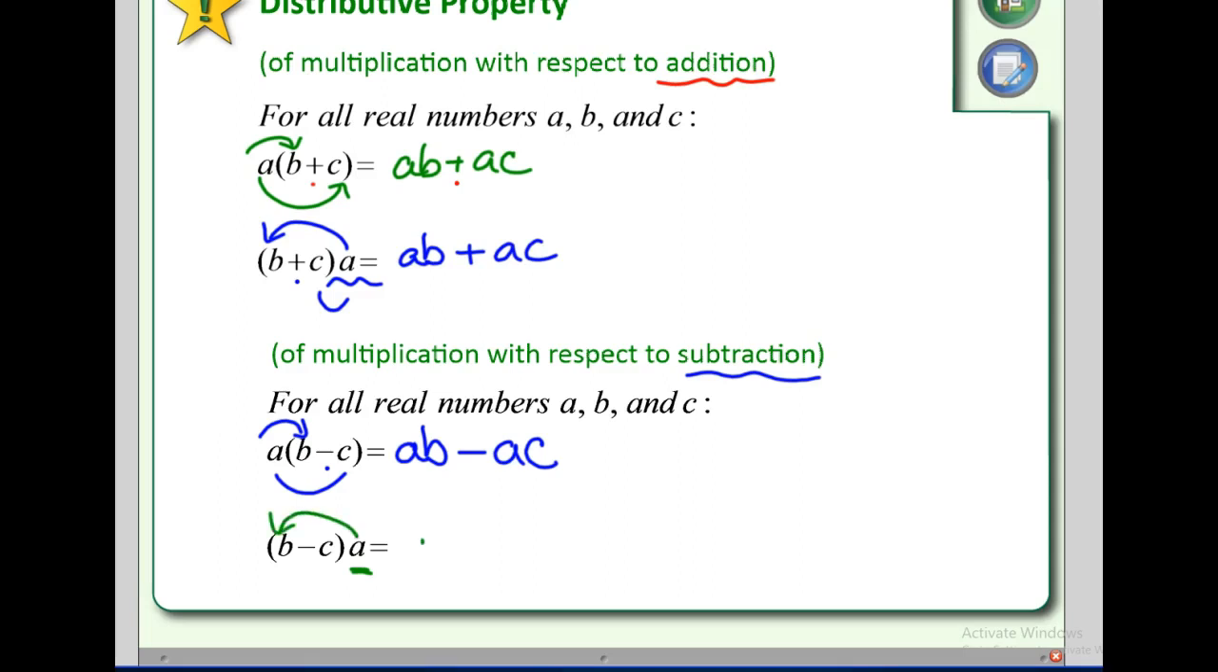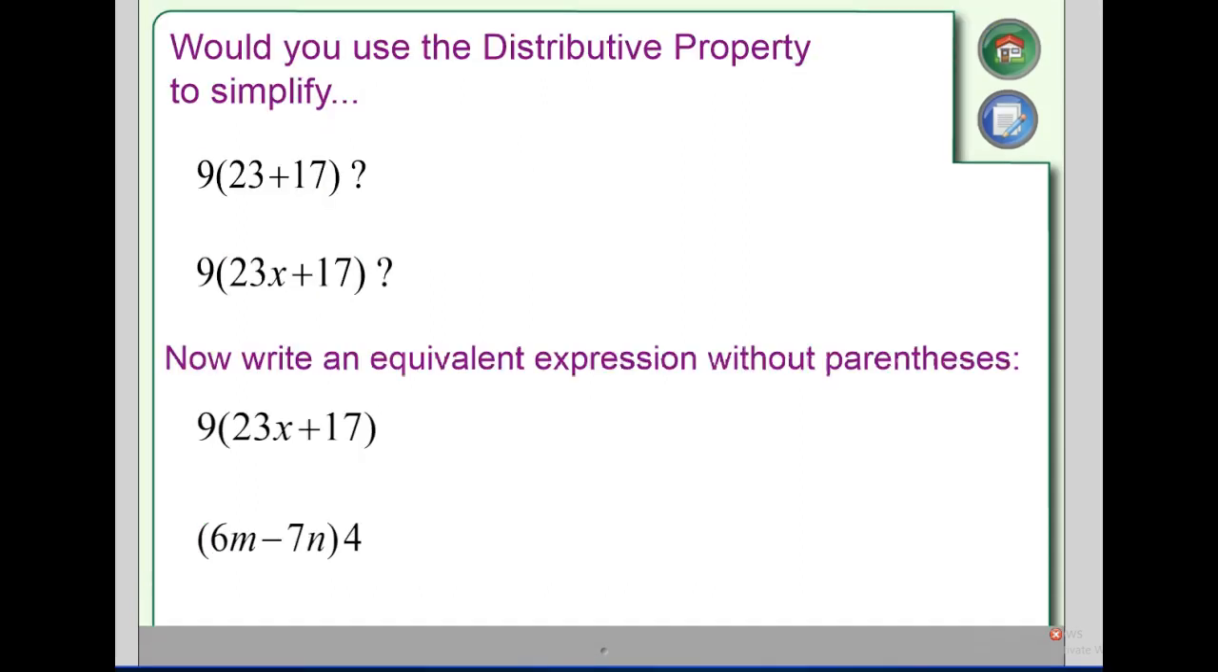A times B is AB. There's a subtraction sign in the middle, and then we've got AC. Okay, so let's look at some things here and practice a little bit for today. Now, I have a really important question to ask you. If I look at the first problem here, it says, would you use the distributive property to simplify?